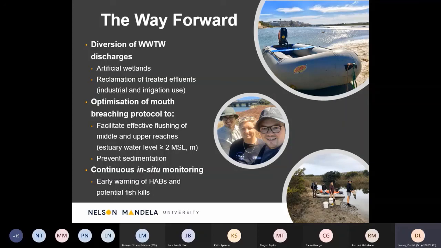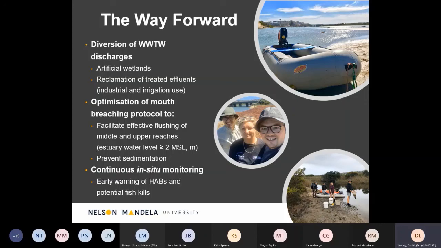In the short term, we should optimize the mouth breaching protocol, which would facilitate more effective flushing of the middle and upper reaches, and this probably would only happen when the water level is above 2 meters. Ultimately this would also help to prevent sedimentation, which I'll touch on at the end. One thing that's happened in the Great Brak, for instance, is that when you open the mouth and there isn't that pressure build-up behind the berm, and you don't have a fresh water pulse coming down, all that happens is you end up putting more sediment into the system, and the lower reaches start to shallow, which then makes breaching and connectivity more of an issue going forward.